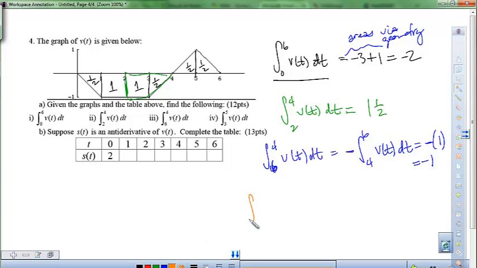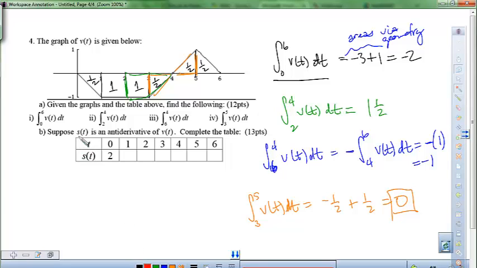And then finally, we take the integral from 3 to 5 of v of t dt. 3 to 5. It looks like in this particular case they cancel each other out. We have a negative 1/2 contribution from 3 to 4 and a positive 1/2 contribution. So we can write those areas down, or we can just simply write 0 because that's what the answer is.